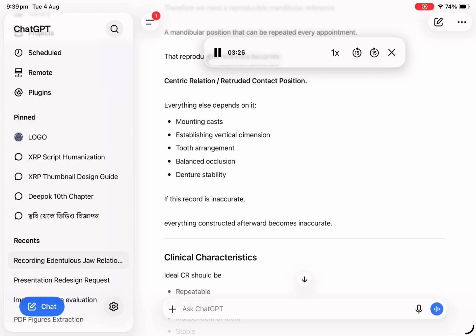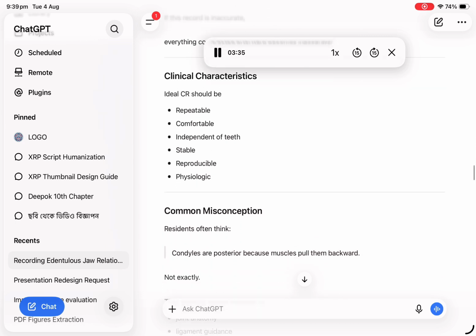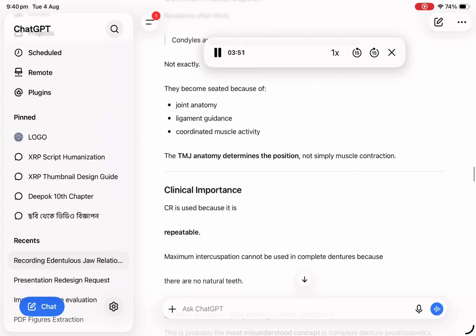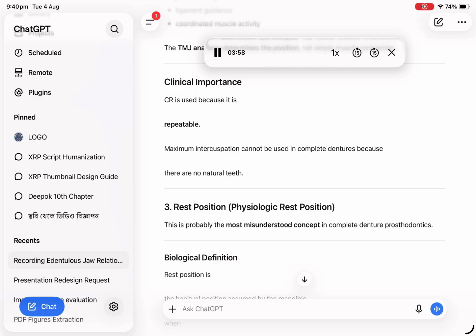Clinical characteristics. Ideal CR should be repeatable, comfortable, independent of teeth, stable, reproducible, physiologic. Common misconception. Residents often think, "Condyles are posterior because muscles pull them backward." Not exactly. They become seated because of joint anatomy, ligament guidance, coordinated muscle activity. The TMJ anatomy determines the position, not simply muscle contraction. Clinical importance: CR is used because it is repeatable. Maximum intercuspation cannot be used in complete dentures because there are no natural teeth.